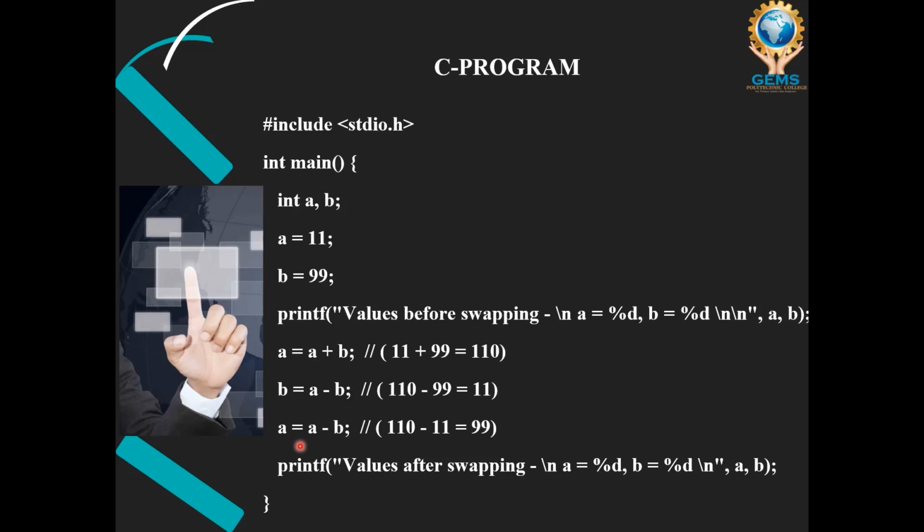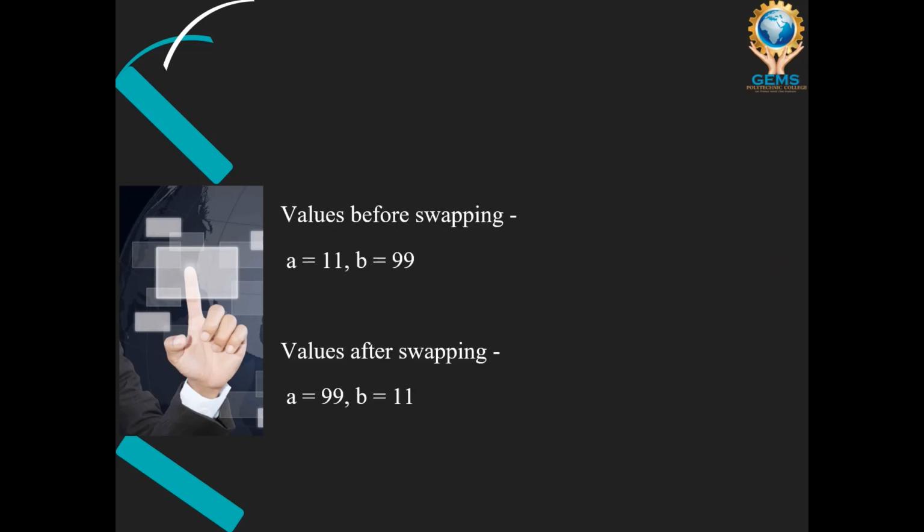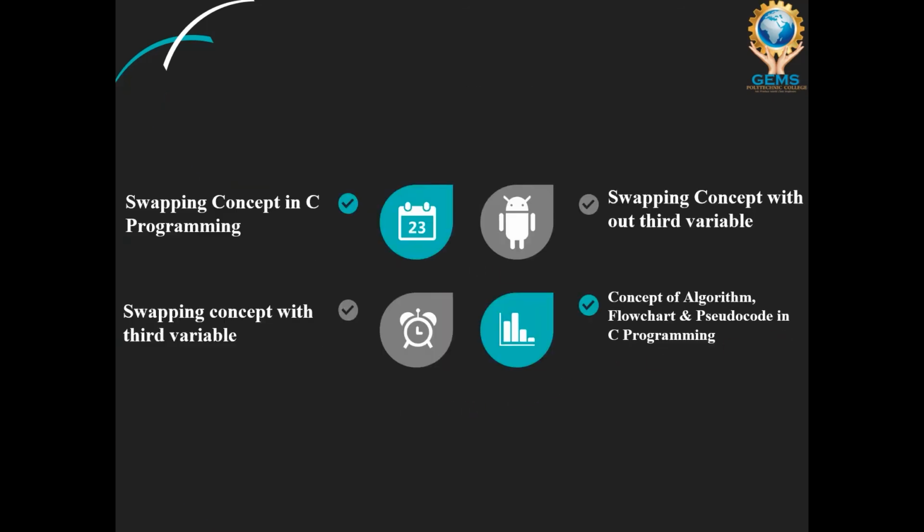I hope my dear students it's clear for you. So this way our code will work. Now we will see the output. So this is the output. Initially I set a to 11 and b equal to 99. After swapping without using a third variable, a becomes 99 and b becomes 11. So this is the output for us.